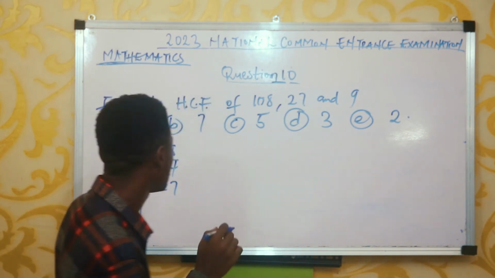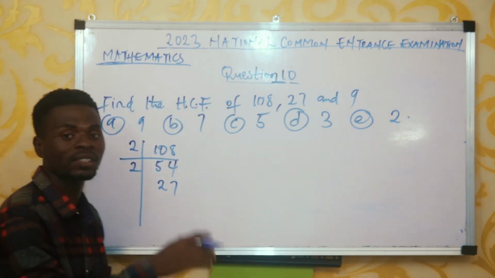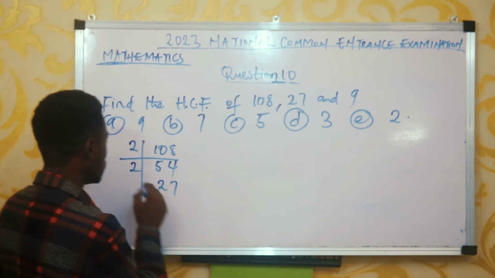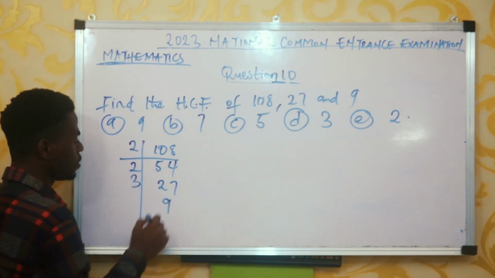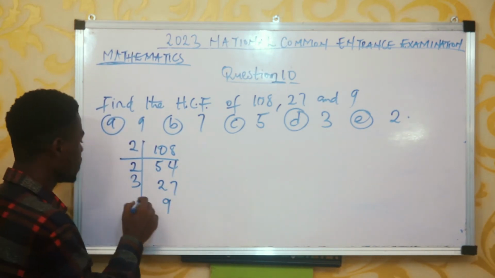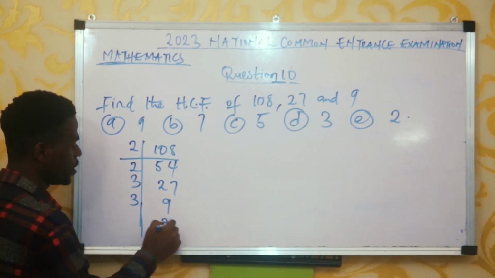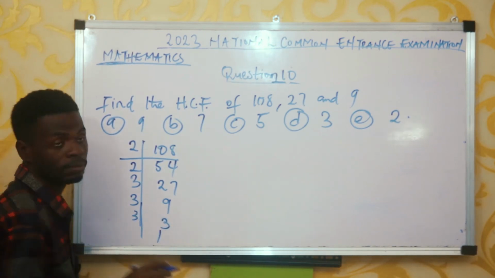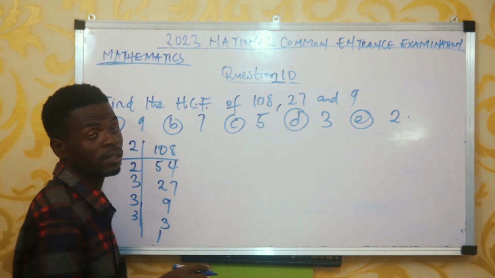Then 2 cannot divide 27 because it gives us a remainder, so we cannot divide it perfectly. The next prime number that can divide it perfectly is 3. 3 in 27 is 9. 3 can still divide 9. 3 in 9 is 3. Then 3 in 3 is 1. That's for 108.